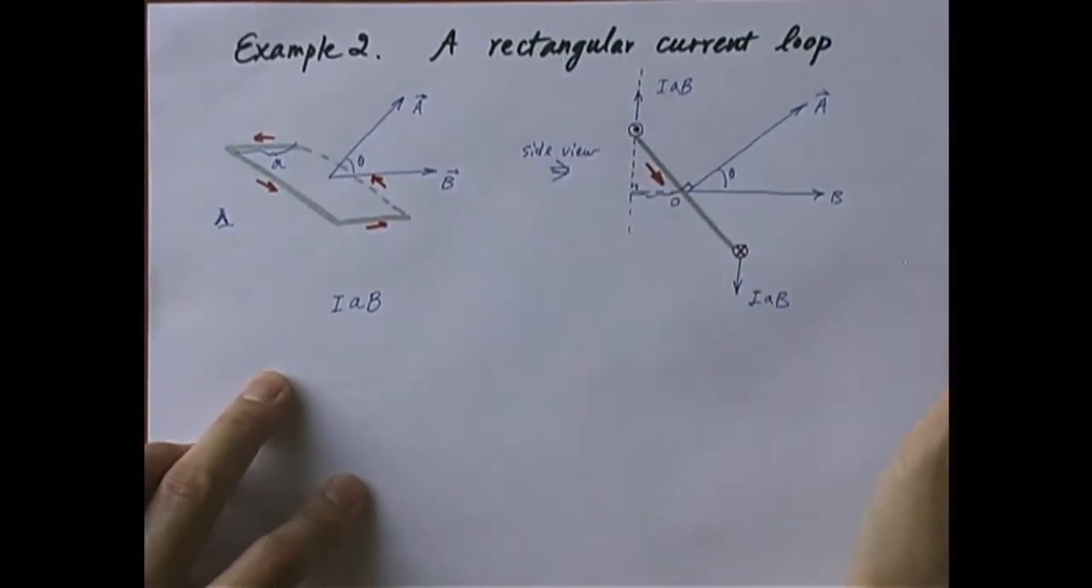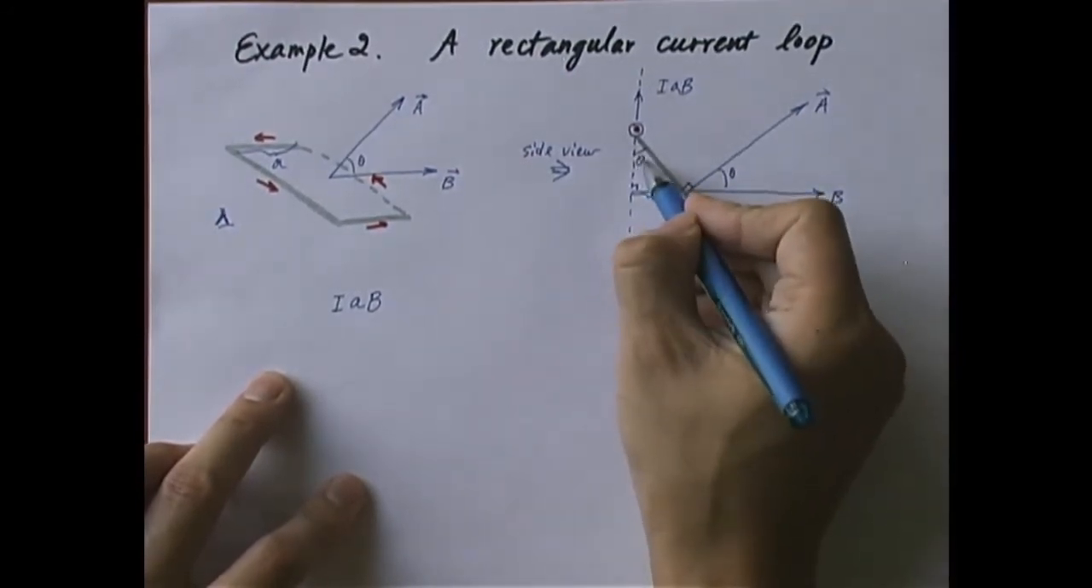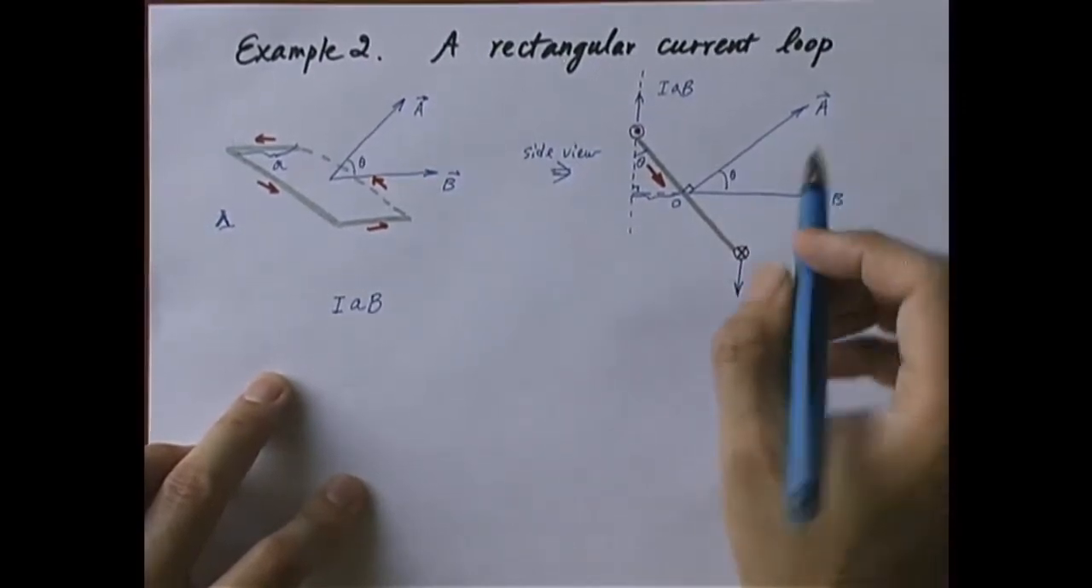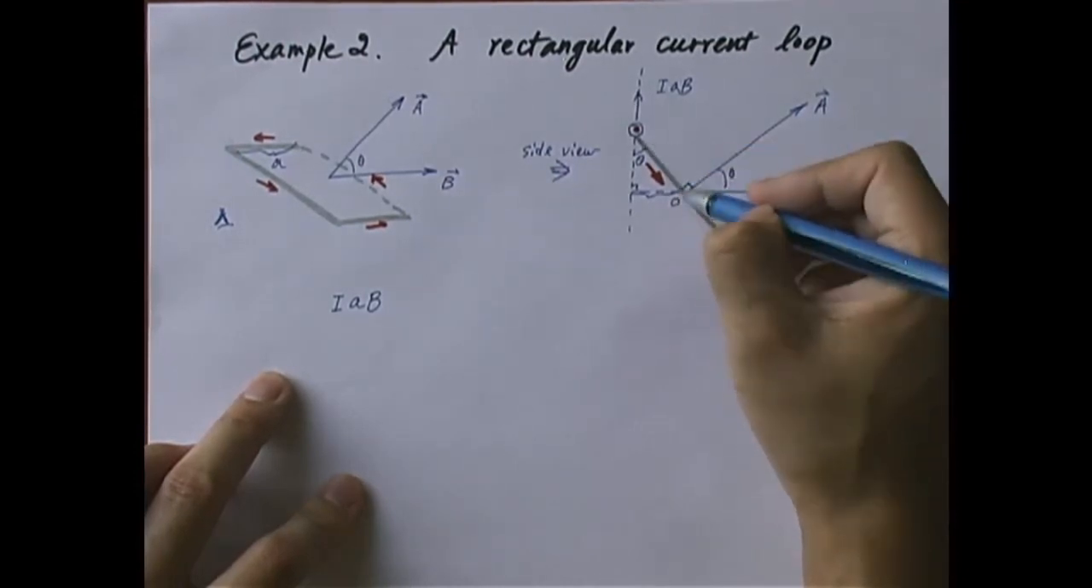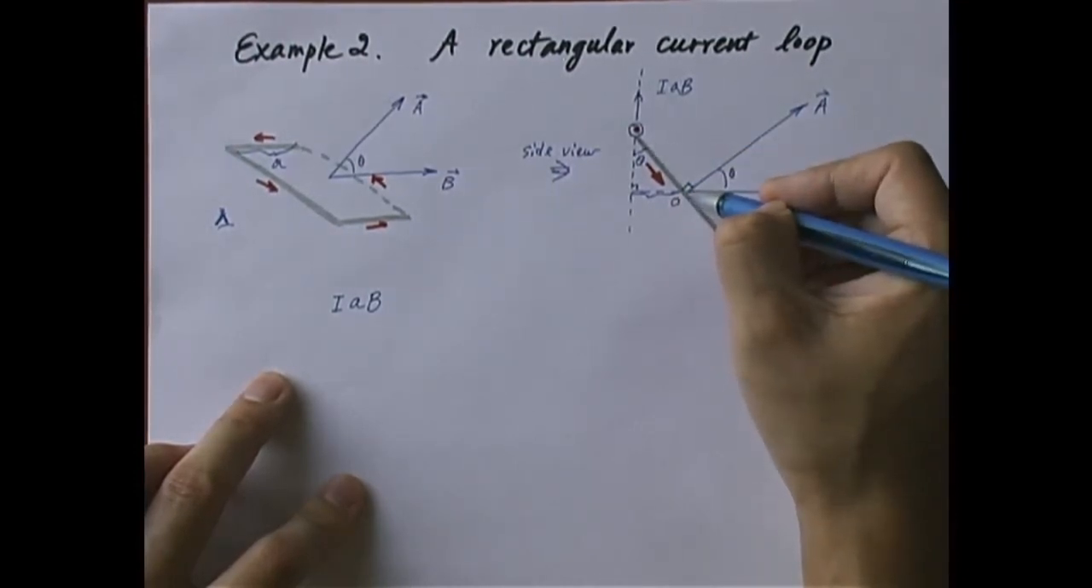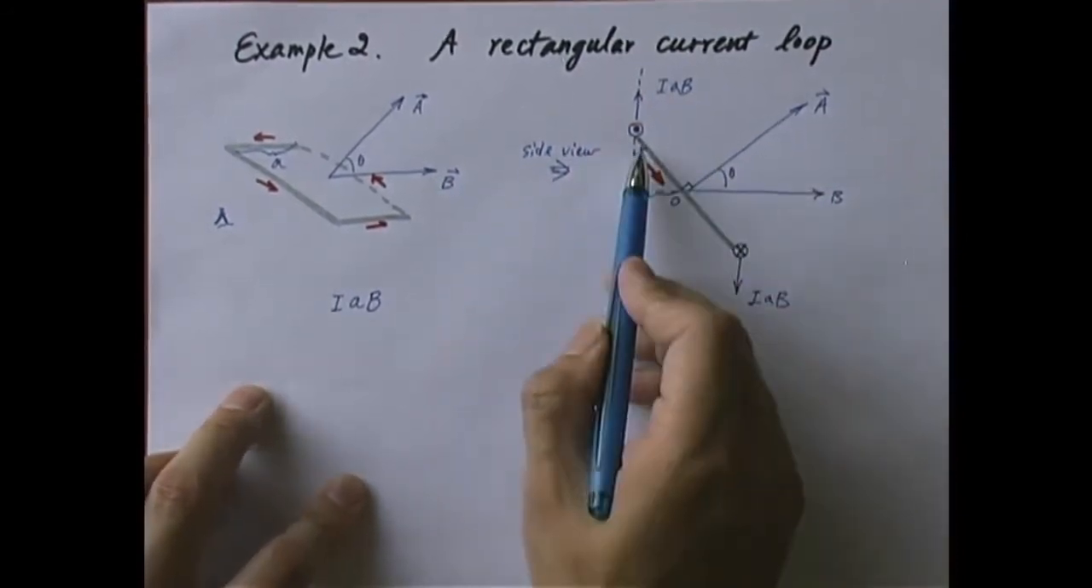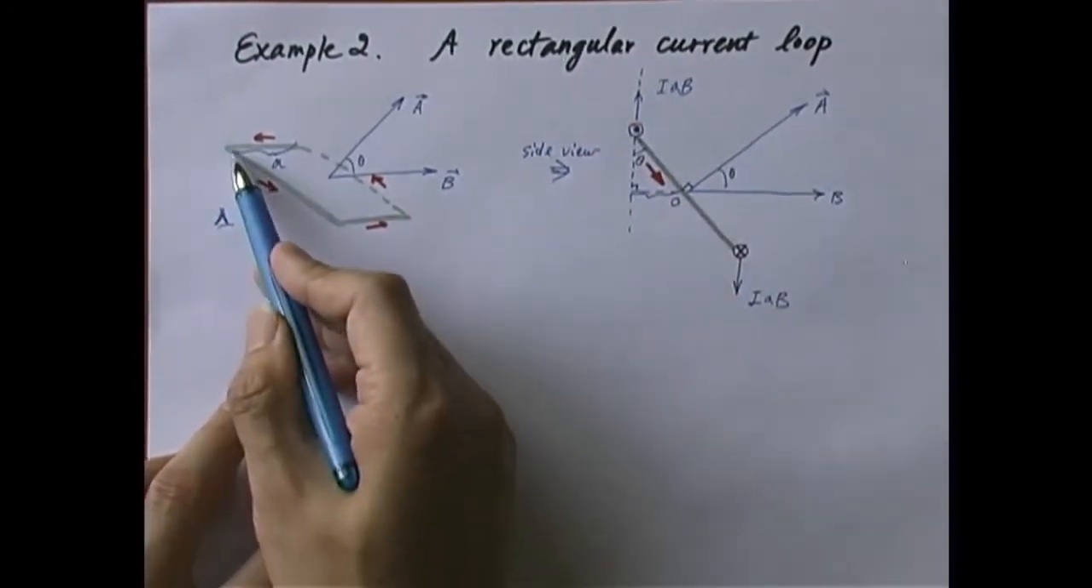How do we find the lever arm? Well, this angle is theta, right? This angle is theta. And if this length we know, then we can find the lever arm, right? How long is this length from here to there? Remember, this point is the middle of the loop. So the distance between here and there really is half of that length.